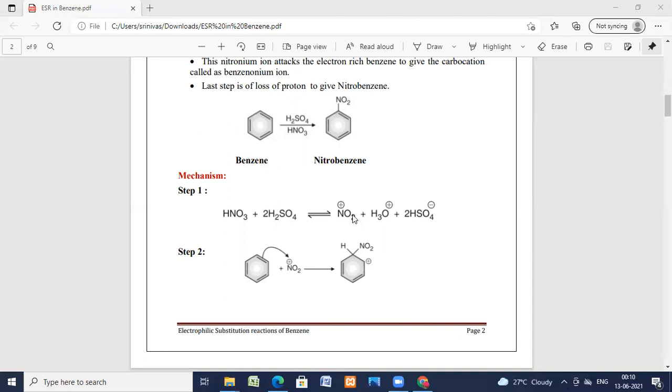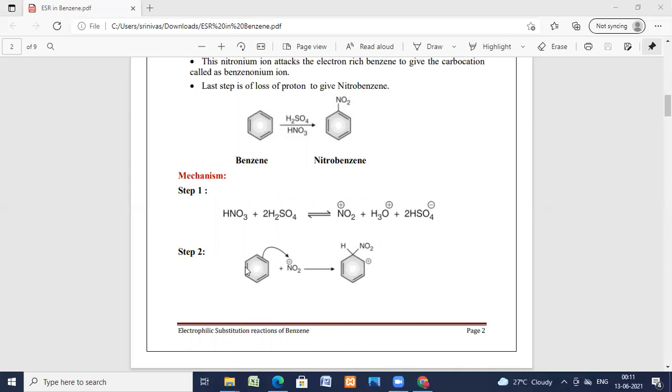Formation of the carbonium ion, we'll see. Step 2 is formation of the carbonium ion. When this electrophile, nitronium ion, attacks the benzene, the pi electrons shift towards this carbon. This carbon gets the negative charge and this carbon gets the positive charge. Wherever the negative charge is attained, it is attacked by the nucleophile. You can see with this carbon, the nucleophile is attached.